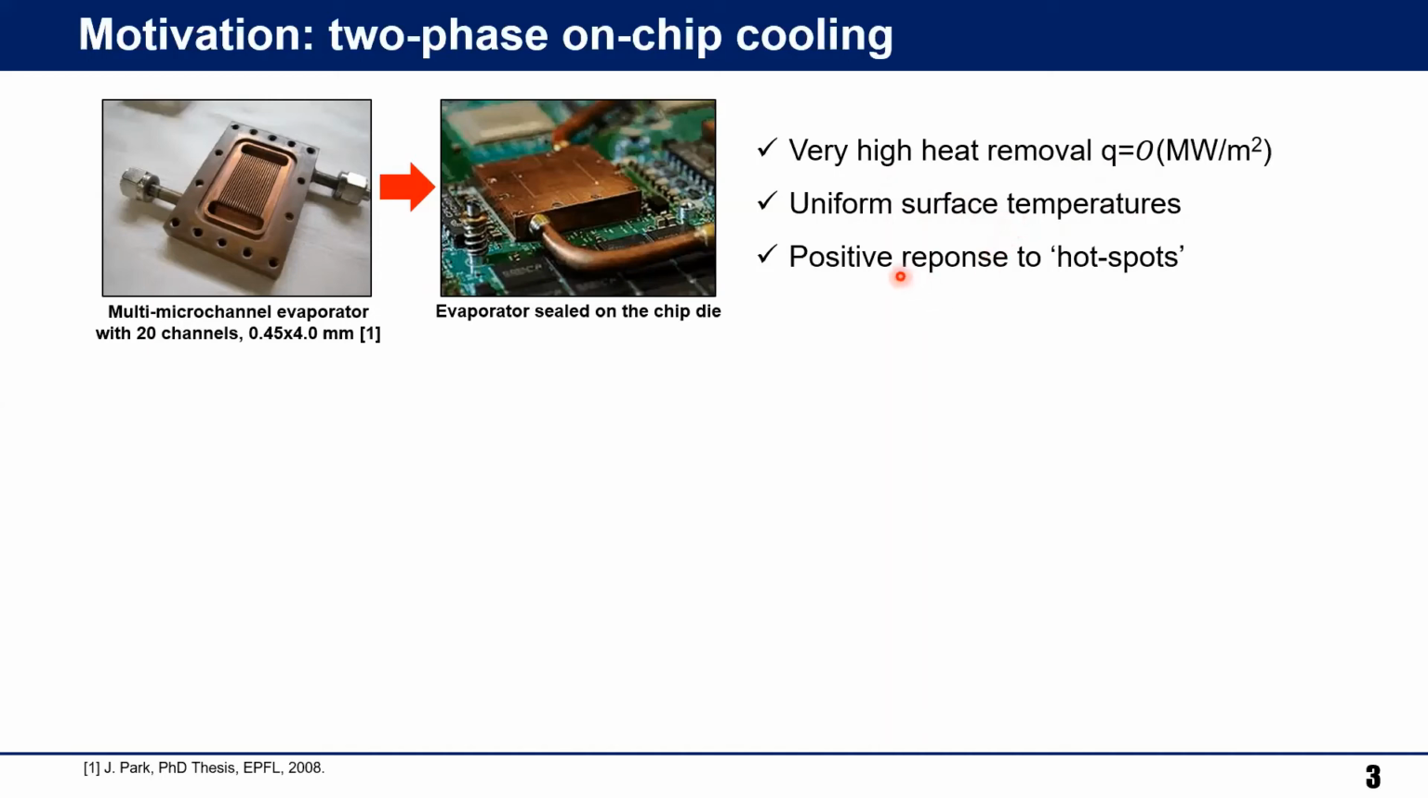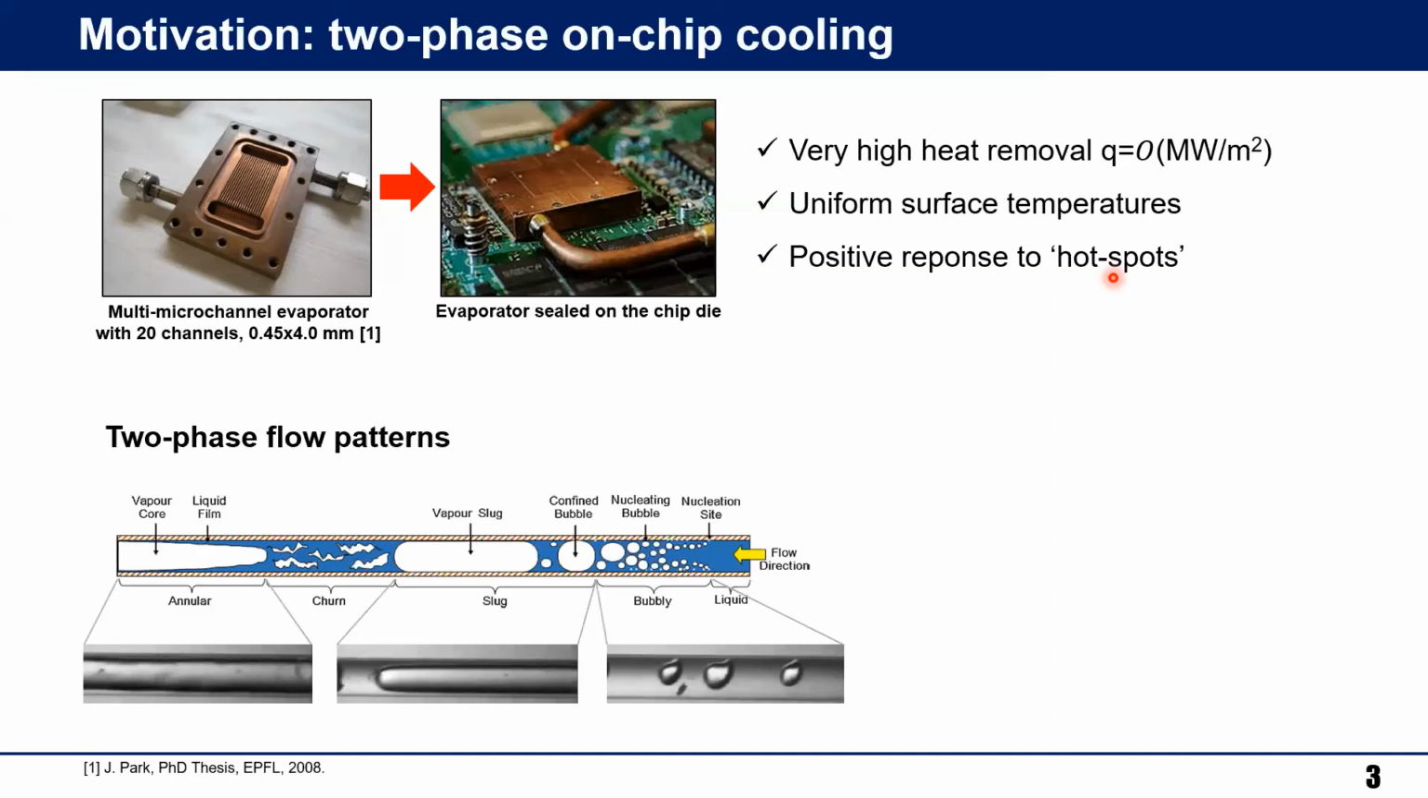And two-phase flows have a positive response to hot spots. If there are zones of the CPU where the heat flux is increased, the two-phase flow should be capable of reacting by removing more heat. Now, two-phase flows have flow patterns. We see here some videos showing the development of bubbly, slug, and annular flow.